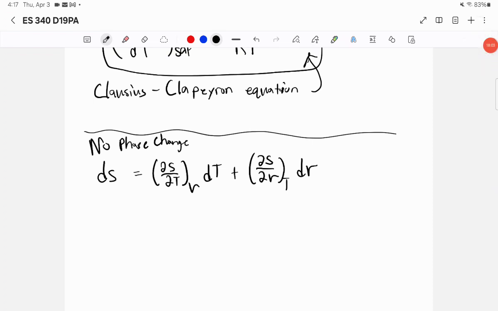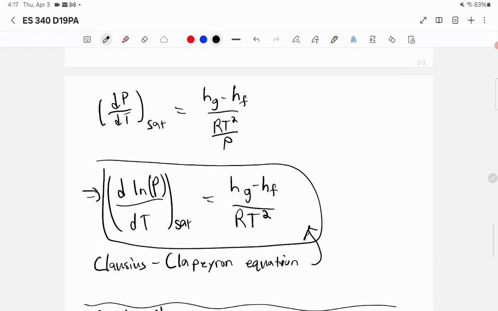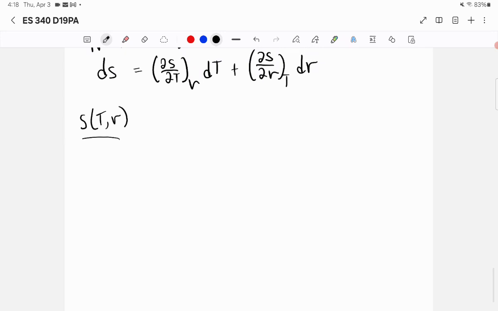Now notice what this implies, of course. This implies that we have some function s of T and v, right? Now we have a function of two variables, which obviously makes things like taking the integral more complicated. Before, with the phase change, we had some simplifications because pressure and temperature are constant during that time. In this case, we have multivariable. This is why this case is a little bit more complicated.